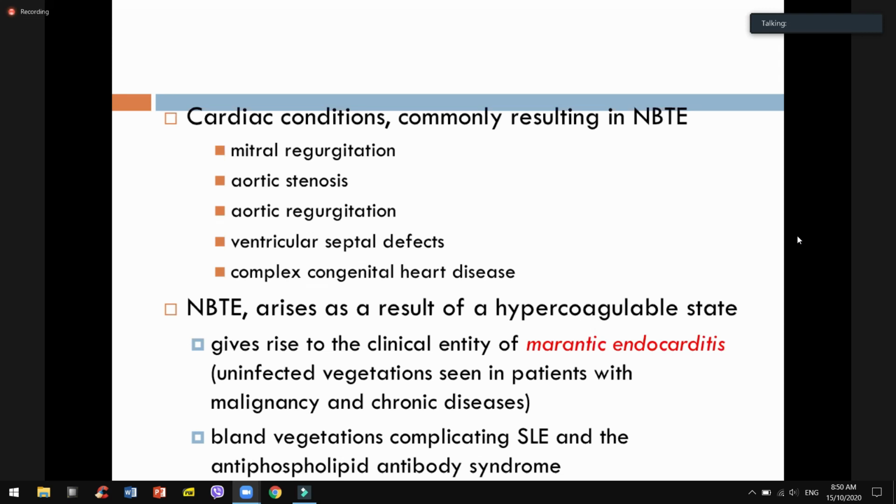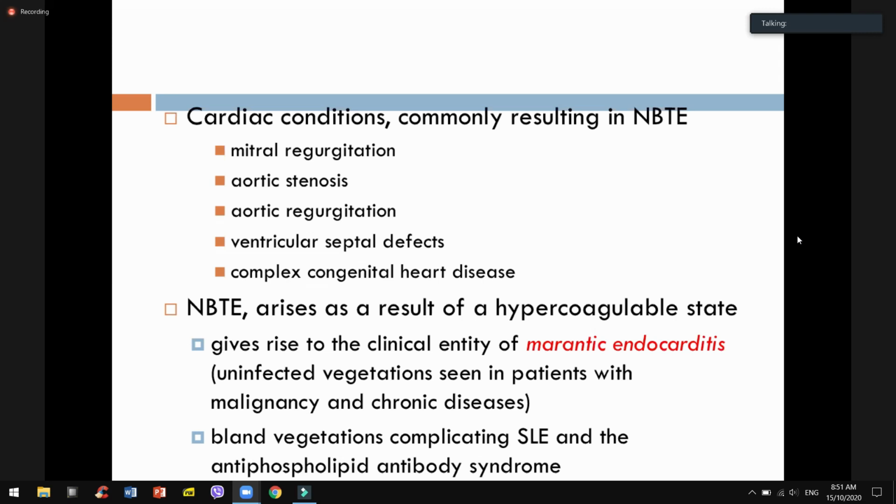Okay? On 2D echo, it's also difficult for us to differentiate a non-bacterial lesion from a vegetation. So you just describe it as a mass on the mitral valve, on the left atrial side, something like that, and then correlate clinically. If you are the doctor handling the patient, and you see no infection, and the patient has systemic lupus erythematosus, maybe it is marantic endocarditis.